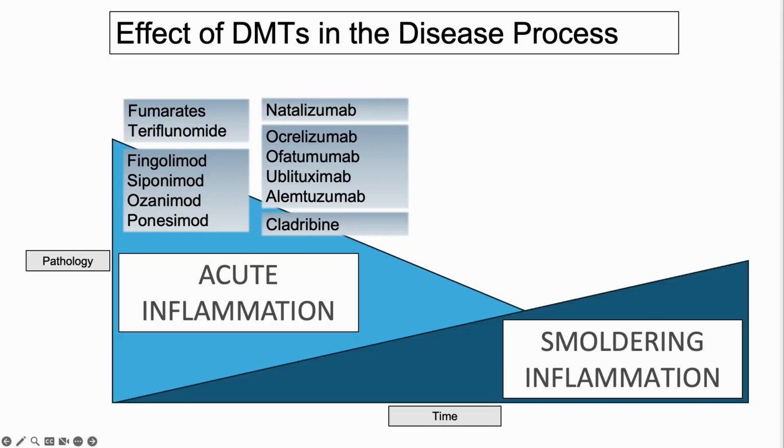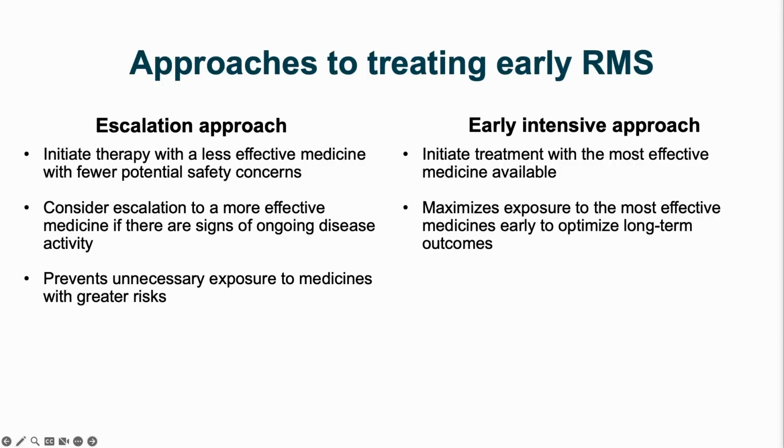the course of the disease. And something that we continue to learn is that time is brain. And the earlier we intervene, the better the results are going to be for our patients. And perhaps you have heard about these two different approaches, the escalation approach, meaning starting with something that is not as effective and then moving on to higher efficacy as patients continue to progress. Well, that approach perhaps was popular back in the 90s.